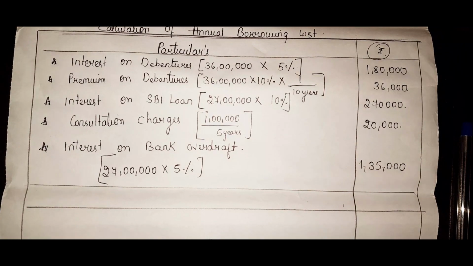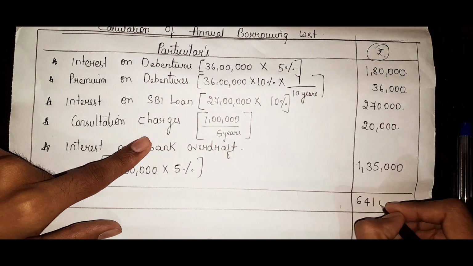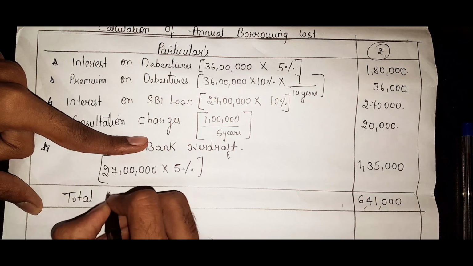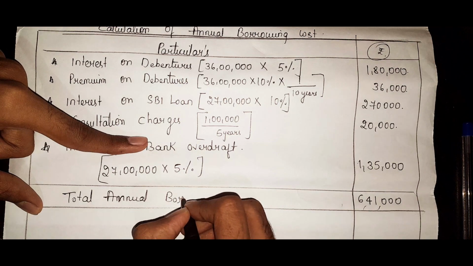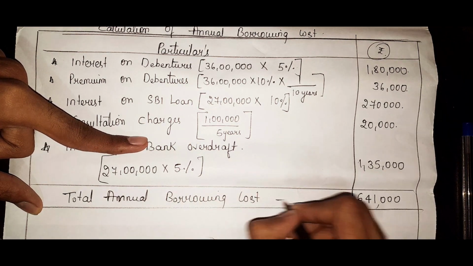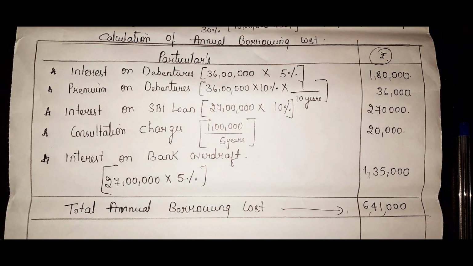Now we have to add all this. Okay, now let us add 1,80,000 plus 36,000 plus 2,70,000 plus 20,000 plus 1,35,000. The total will come around 6,41,000, and this 6,41,000 is total annual borrowing cost. This is how you need to solve this problem. Hope you have understood how to solve this problem. If you have understood, well and good.